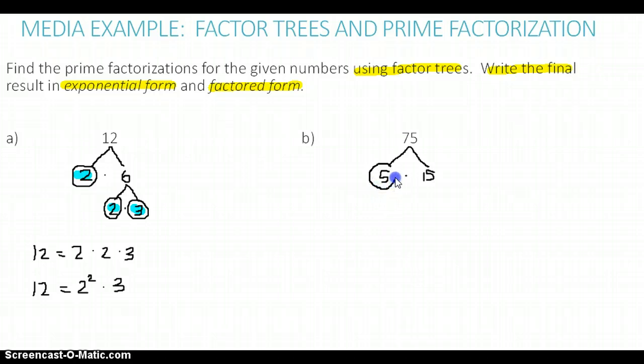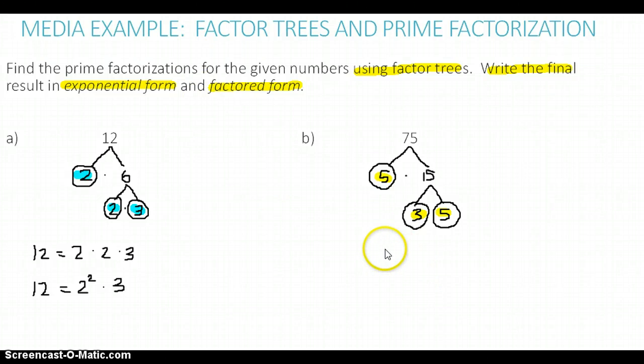Well, 5 is prime, so I'm going to circle it. 15 is not, so I need to factor this further. And I know that 15 is 3 times 5. So I'm just using the factors I can think of, and if you can't think of factors, you could do some factor tests like we learned in the previous videos. Both 3 and 5 are prime, so now these are all prime, and that means my factor tree is completed.